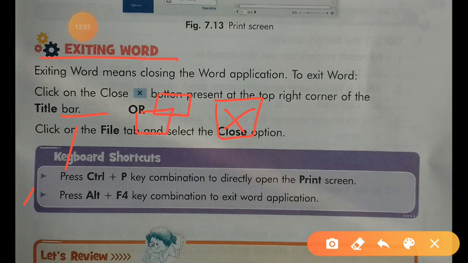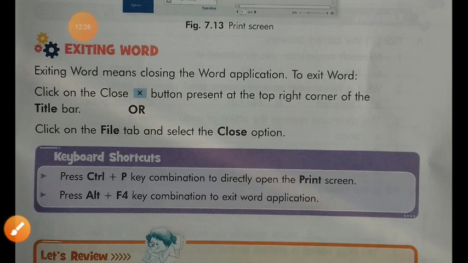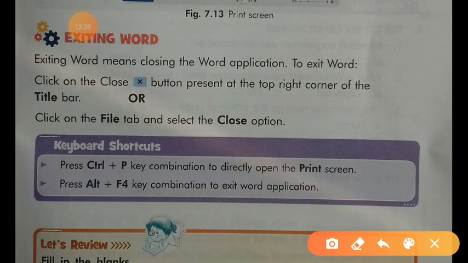This one is the minimize button, and this is maximize, and this one is the close button. So here you have to click on the close option to close your document. Okay, or you can also click on the file tab and select the close option. You can also close your document through the file tab.